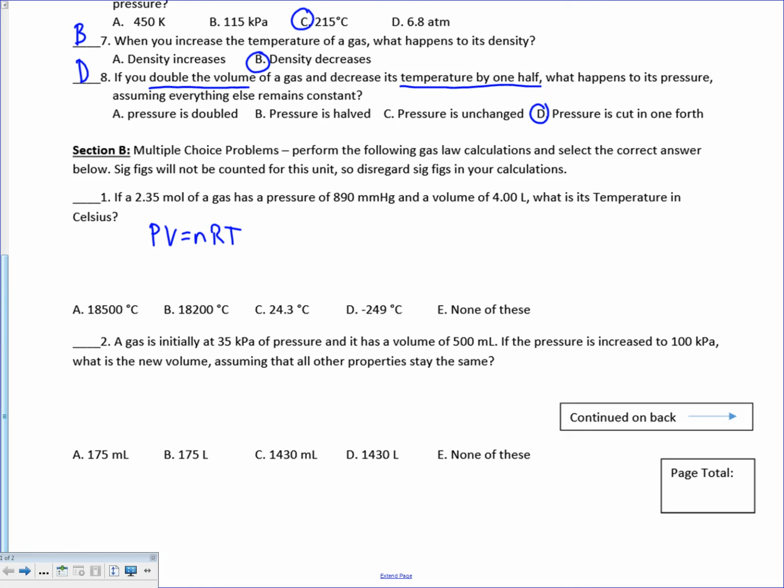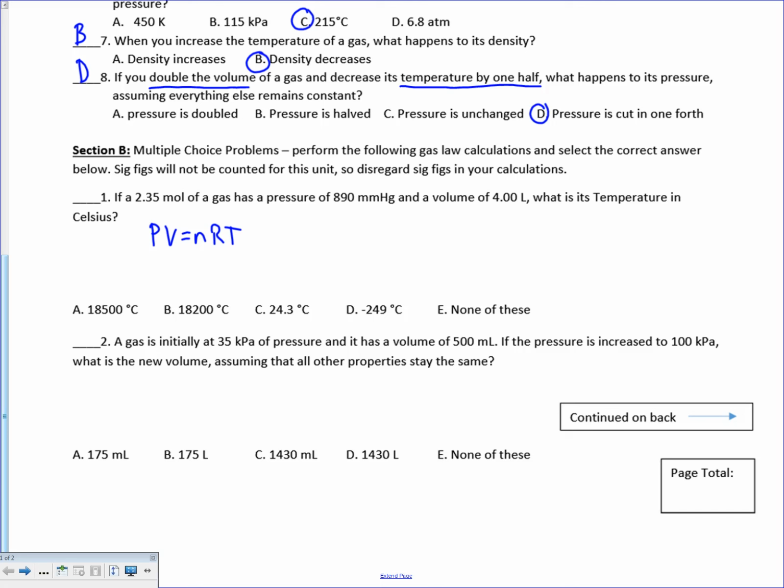So it says we've got 2.35 moles of gas and a pressure of 890 millimeters of mercury. This 890 millimeters of mercury is not the right units to go to PV equals nRT because R is 0.0821 liter atmospheres per mole Kelvin. So we have to convert the 890 millimeters of mercury to atmospheres. So this is the way that works.